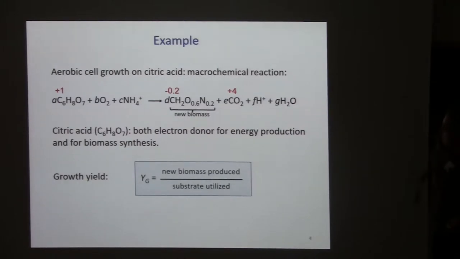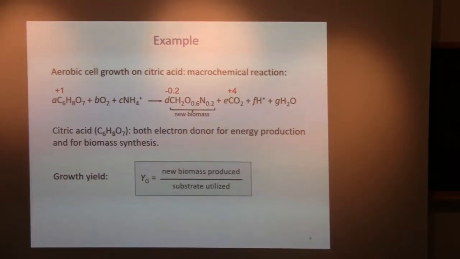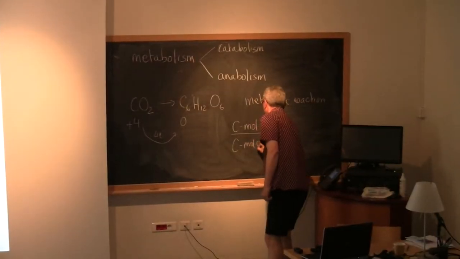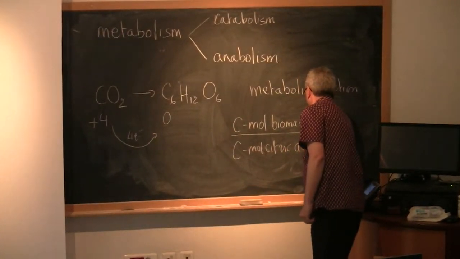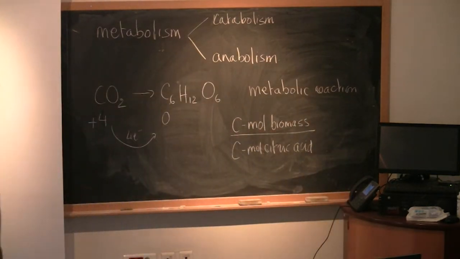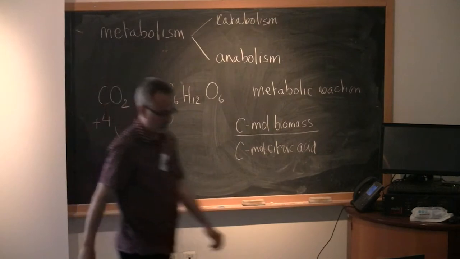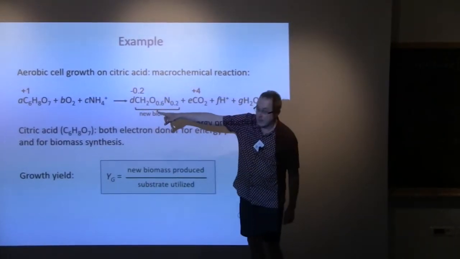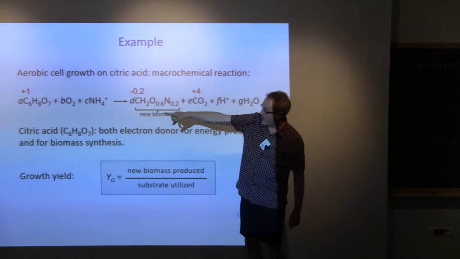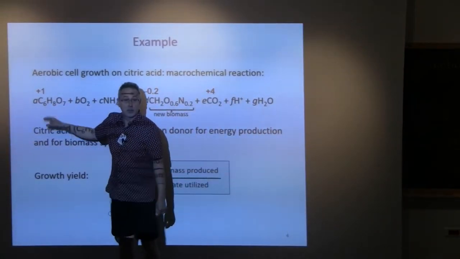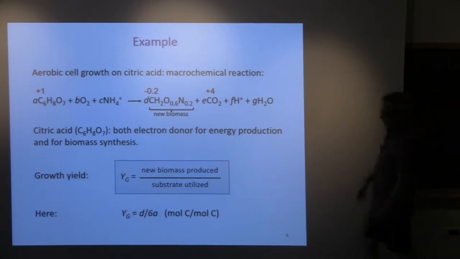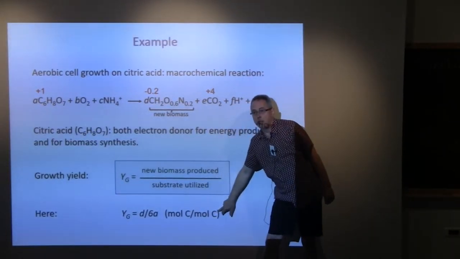So if I use the A, B, C, and D's, if I express the growth yield in carbon mole biomass per carbon mole citric acid, what's the growth yield going to be equal to using these symbols A, B, C, and D, and so on? How much new biomass do I produce? D. How much carbon mole have I used? Carbon moles? Six times A, because per A mole of citric acid, I've got six carbons. So in this particular case, the growth yield would be D over 6A, if I express it in moles of carbon biomass over moles of carbon citric acid.